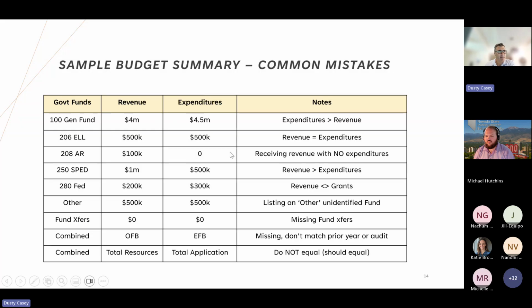So we had seen things like expenditures exceeding revenue in the general fund. That doesn't really make any sense unless you are pulling out of reserves to, let's say, fund a capital project. Maybe you have a bunch of money in reserves and you're going to deficit spend in a year to add on to a building, remodel, whatever. That's the scenario where it could make sense. We're not always seeing that, though.